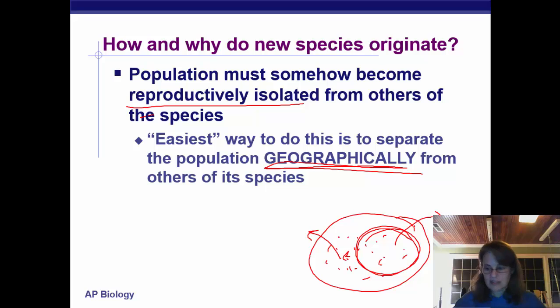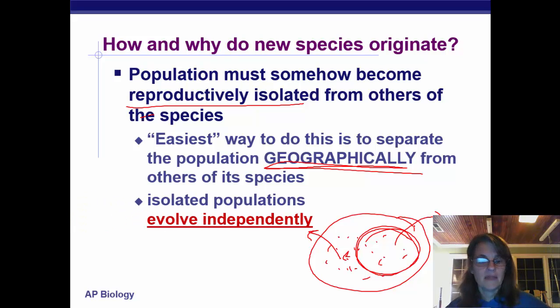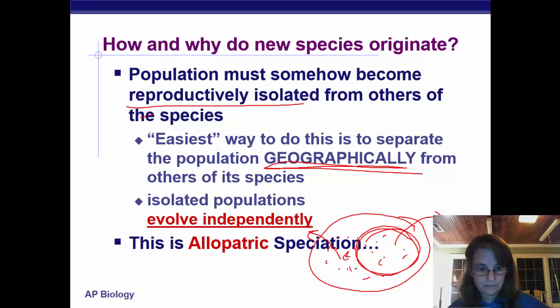from the other, physically separate them. And then the two separate little populations who can't breed back can begin going on different evolutionary pathways, such that if we could bring them back together, they would be so different that they couldn't interbreed. That is called allopatric speciation, and you need to remember that term.